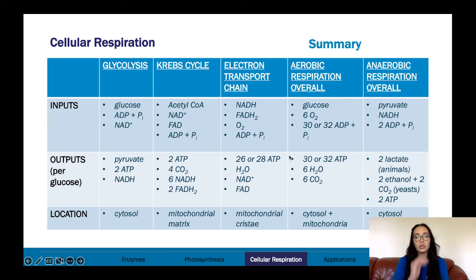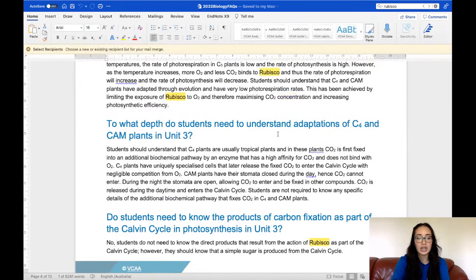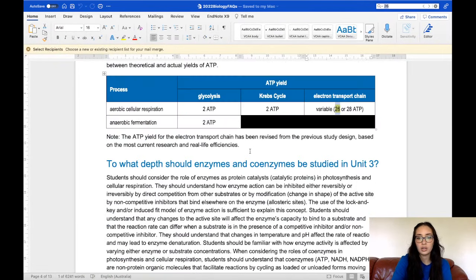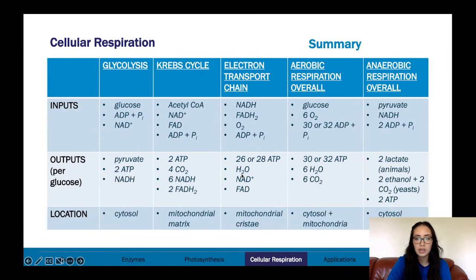Because overall, the electron transport chain produces, I think it's 22 to 24. They've actually changed it, so listen to me now. You don't want to take this as gospel here. You need to go back and consider this because it says how many ATP. I think it's 26 or 28. Yeah, so the electron transport chain produces 26 or 28 ATP. So this might be right. Okay, this is right. Cool.